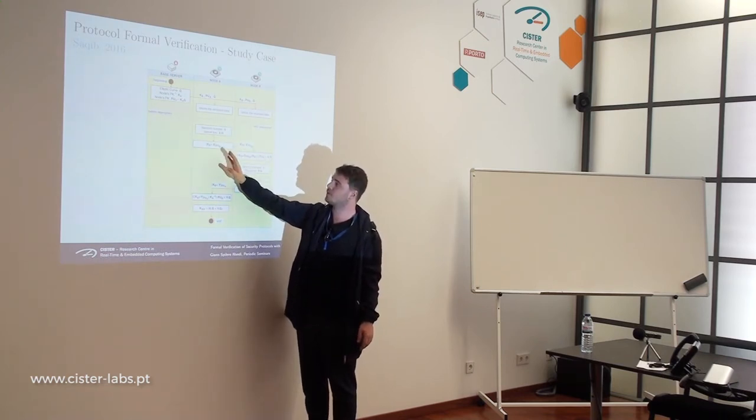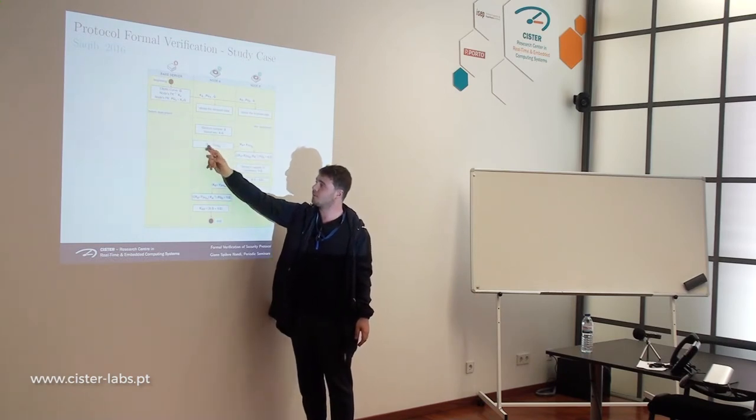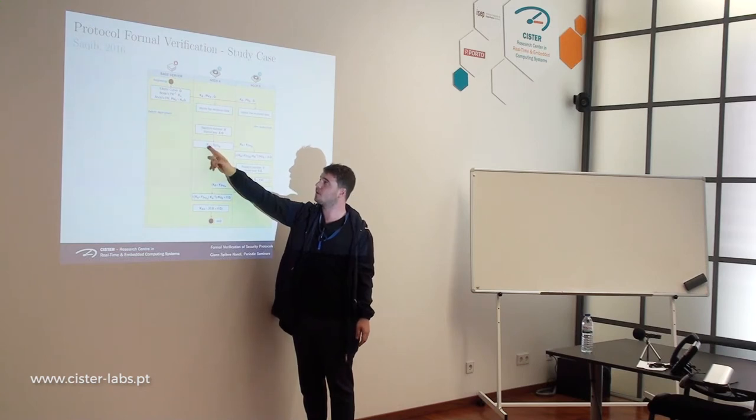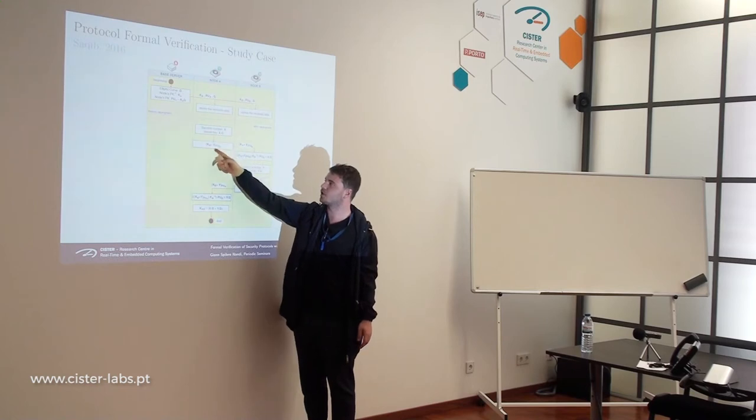After that, it sends to node B its public key, summed with the number that it just generated, and encrypts it with the public key. This is the private key and this is the public key.